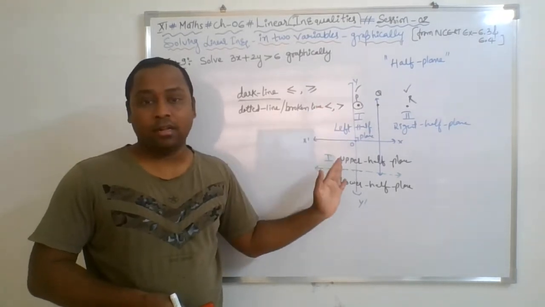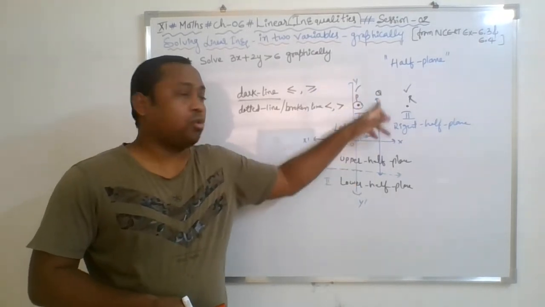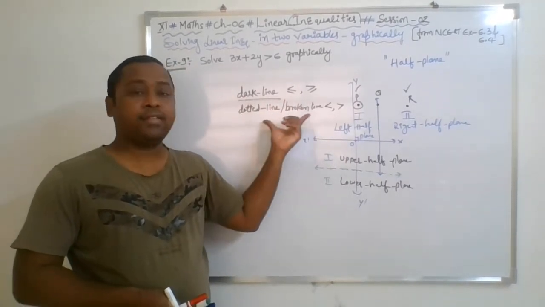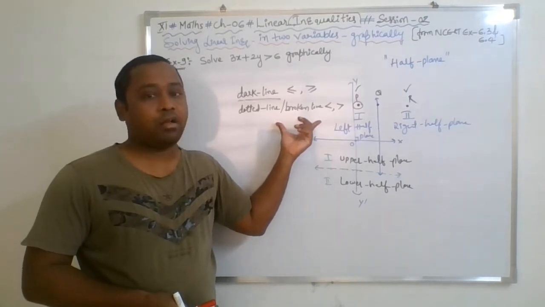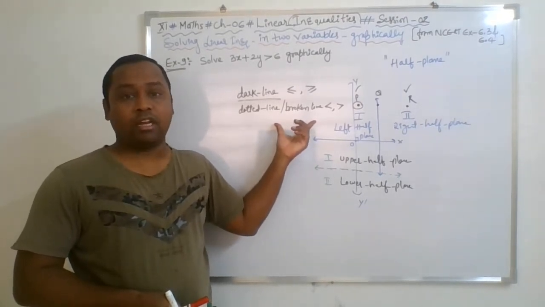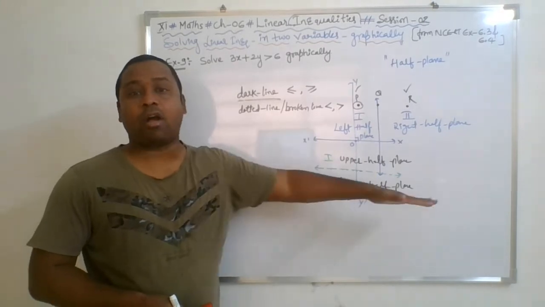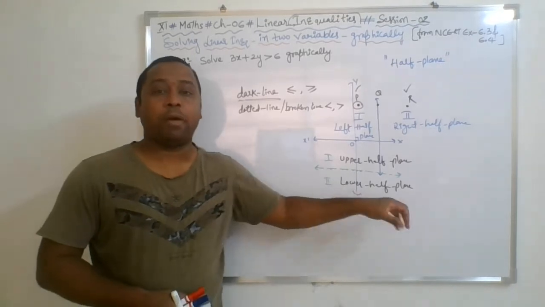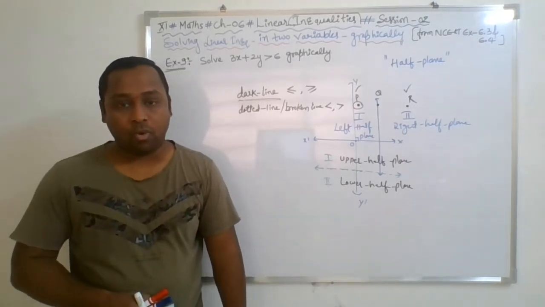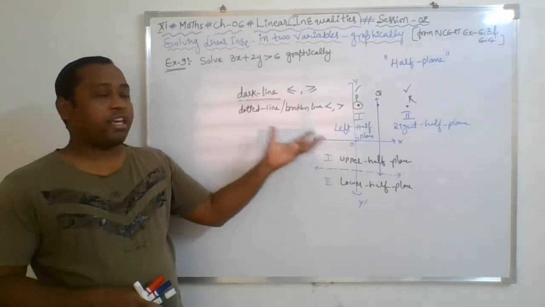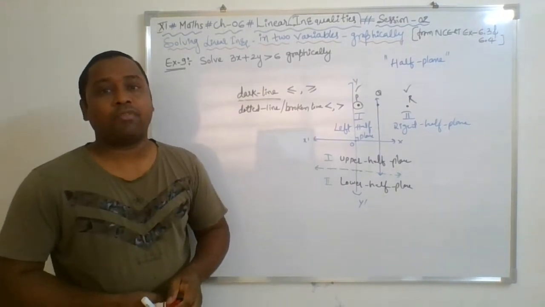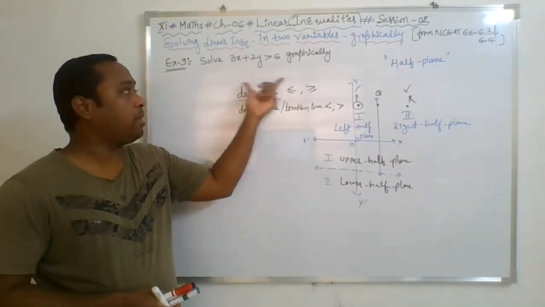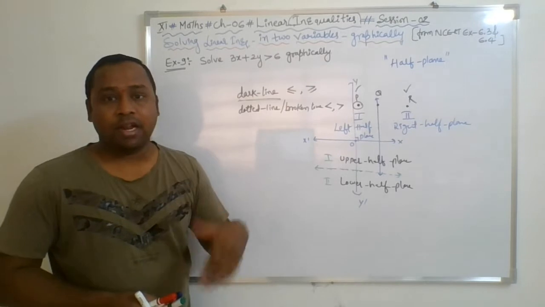The reason is clear. Here the points on the line are counted, that's why we are using a dark line. In this other case the points on the line are not the solutions of the inequality, hence the line is not counted as a part of the solution region, hence that line is shown by a dotted or broken line. So by keeping these two pieces of information in mind, now we are going to solve linear inequalities in two variables graphically, one after the other.